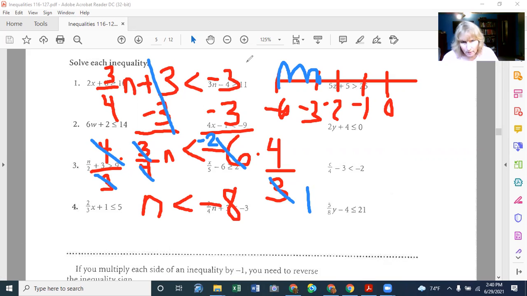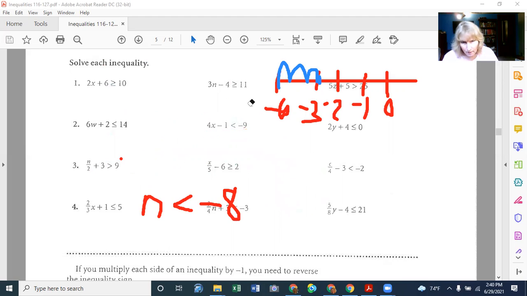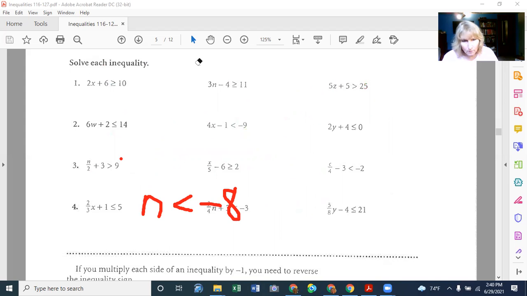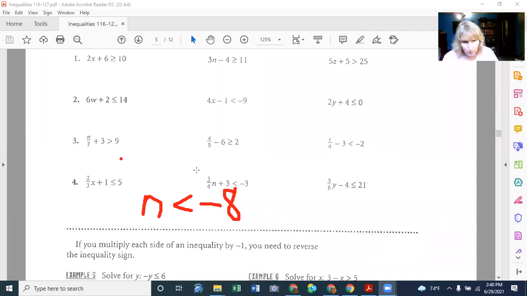Now, let me erase all this and let's test that to see if we've got that correct. So let's just get rid of all of that except for the solution. Remember, this is the solution to 4b. And I think I'll rewrite that so that it's not over our, well, I'll just do this. There. So we're doing this one right here. So the solution is n is less than -8.